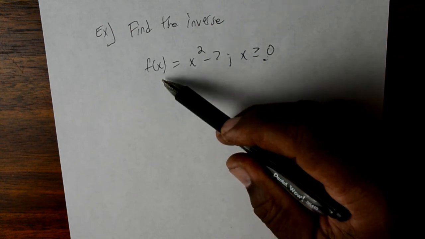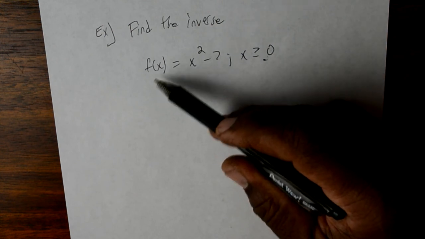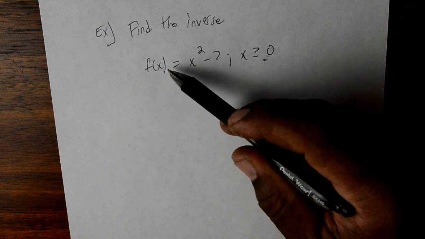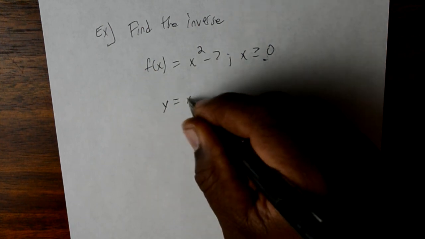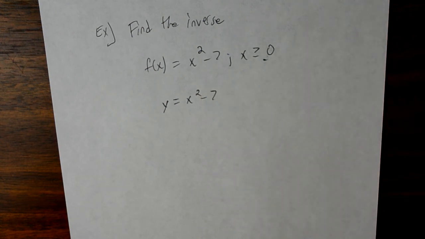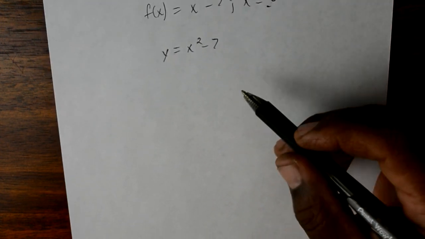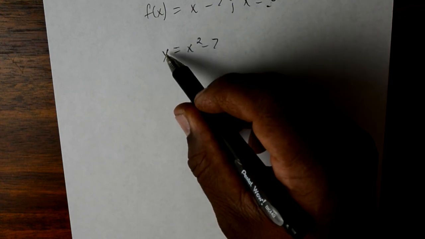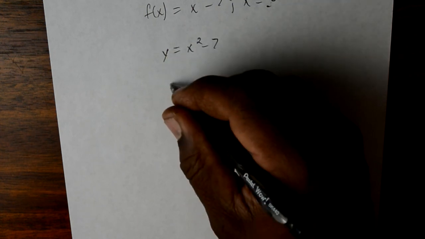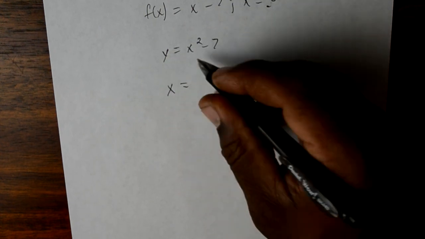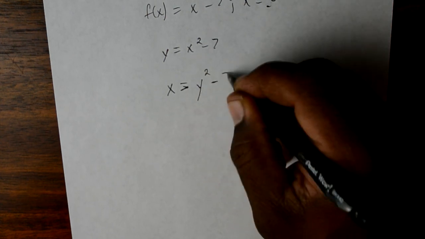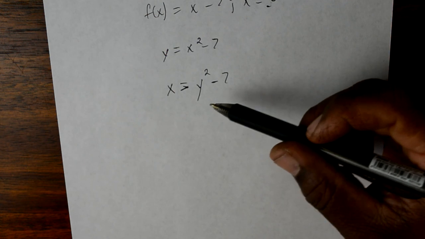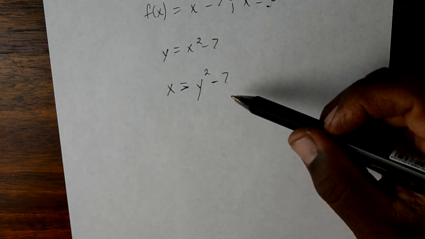So the first thing I'll do is rewrite f of x as y. I'll take it out of function notation. So I'll write it as y is equal to x squared minus 7. Next, I'll interchange x and y. So wherever I see a y, I'll interchange that with x, and wherever I see an x, I'll interchange that with y. So now I have x is equal to y squared minus 7.